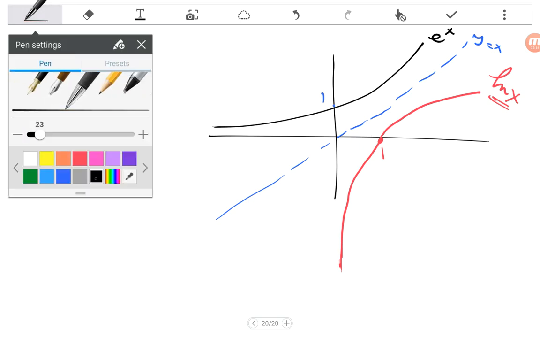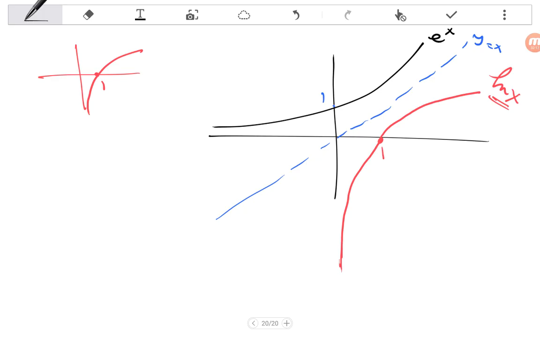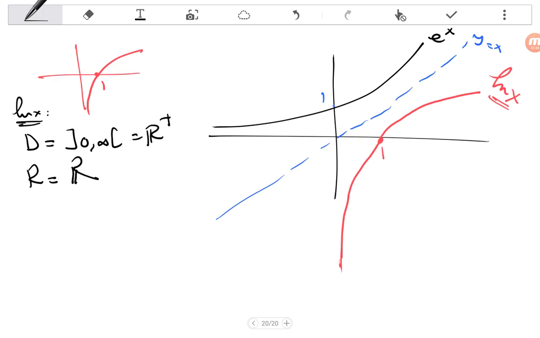Okay, let's check some properties of the ln function. What is the domain of the ln function? Well, it will be R positive, which is from 0 to infinity, excluding the 0. The domain is excluding the 0. What about the range of that function? It is just R. The range is just R.